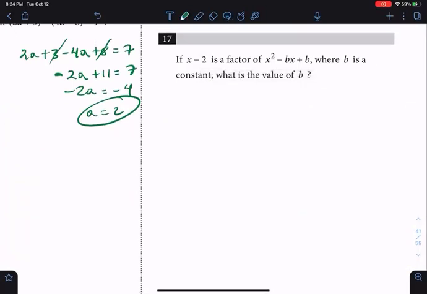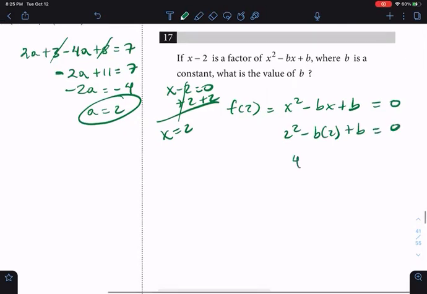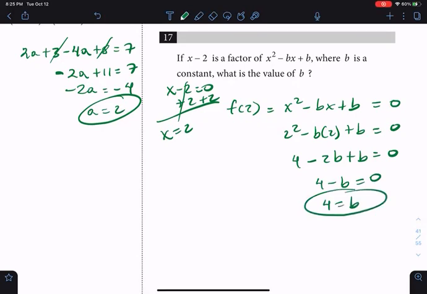What is it asking? F is a factor, right? So if x minus 2 is a factor of this function, x minus 2 equals 0. So for x, you get 2. You plug that into the function. Think about this in terms of a function. F of 2 of this function, x squared minus bx plus b, should be equal to 0. If you plug the 2 in, you get 2 squared minus b times 2 plus b equals 0, right? So this is 4. This is negative 2b plus b. This is negative b. And b equals 4. That's it. Done. That's what they're asking, right?